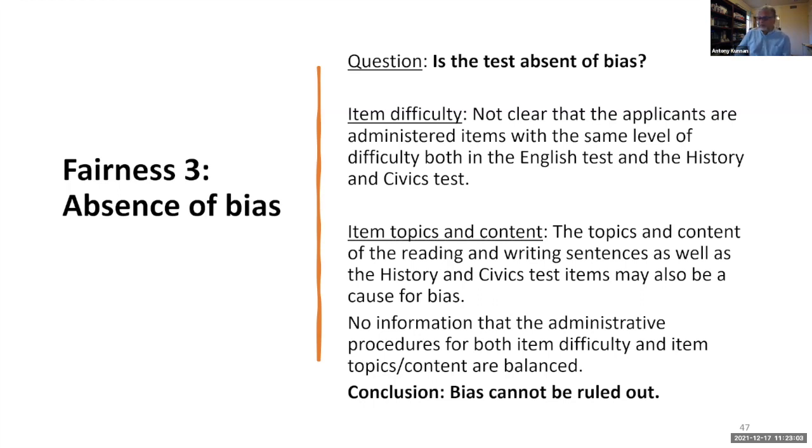But there could be a cause for bias because of the range of questions. If you have 100 questions for civics and history, some of them are definitely easier than others. Is there a range that everyone gets with the 10 questions? They get 10 questions. Are they all sort of evenly spread out into easy, medium, and high difficulty? We don't know that. And that's not something that USCIS makes known. So bias cannot be ruled out.